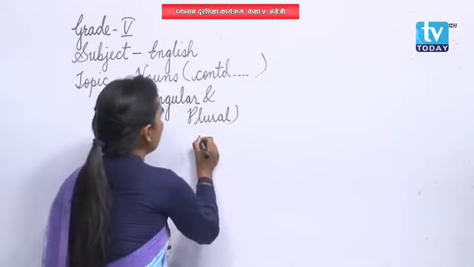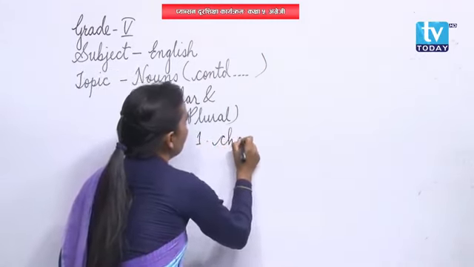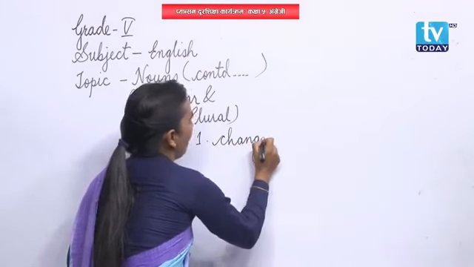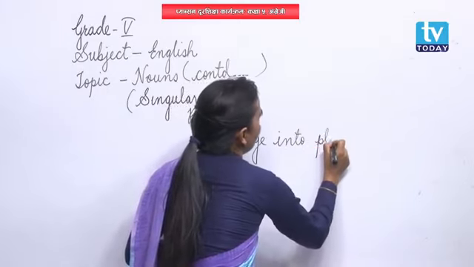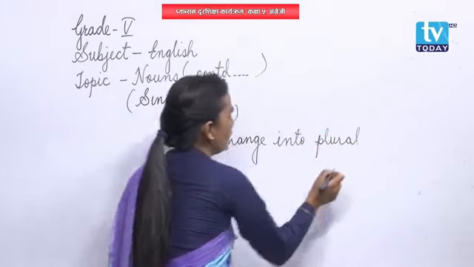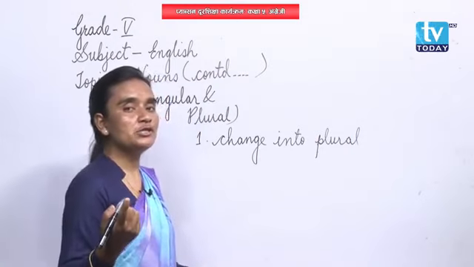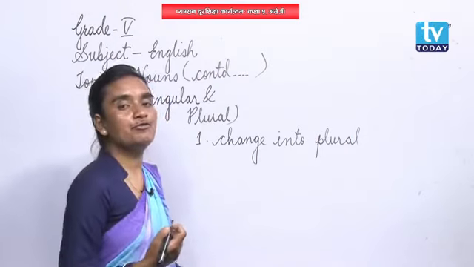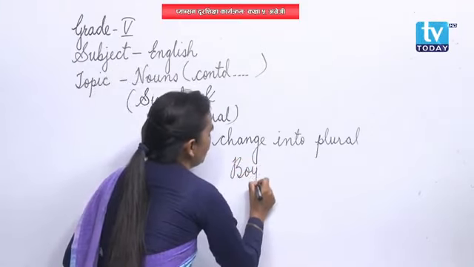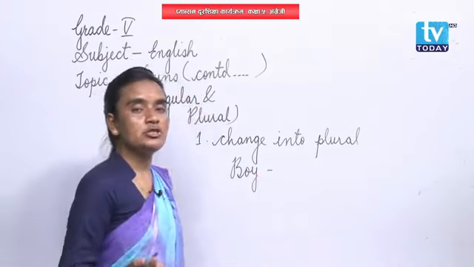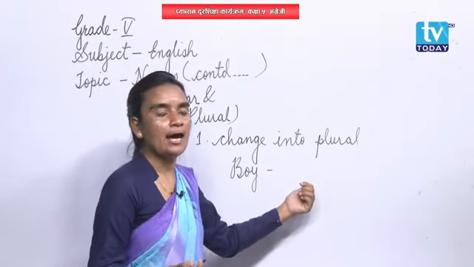The first instruction I want to write here is: change into plural. So here children, according to the different rules, you can find out the correct forms of plural. The first word is boy. How can we change it into plural? You can find out. Please write it down as your assignment.